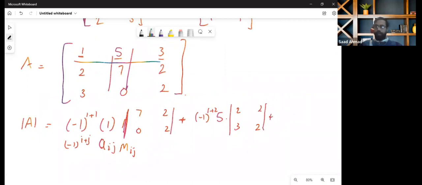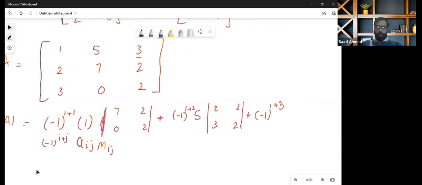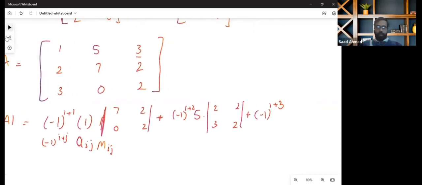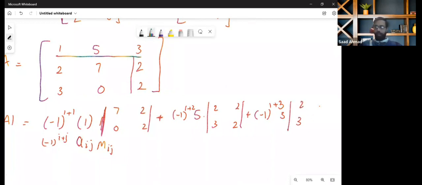And then again we get to the next column, next entry, that is now this 3. So now -1 to the power 1 plus 3. Yes, it's third column, first row, so 1 plus 3. The entry is 3, times, ignoring this row and this column, that gives us 2, 3, 7, 0.